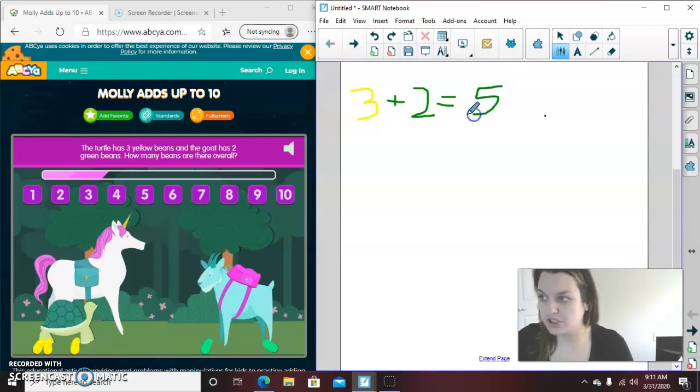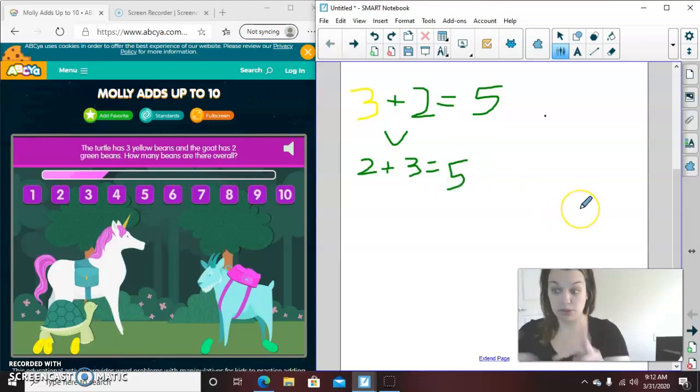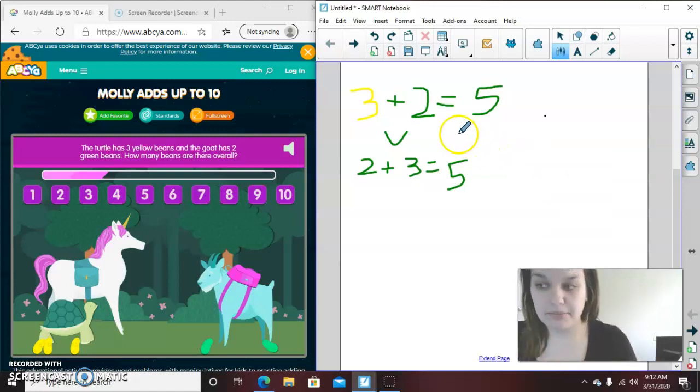This is what your number sentence could look like. It could say 3 plus 2 equals 5. Or remember, we can switch these 2 parts. So you could do 2 plus 3 equals 5. Okay? Because you can switch those 2 parts. So let's do 3 plus 2. 1, 2, 3, 4, 5. Did we do it? Yes. Tell me when to stop on the 5. Yep, stop.